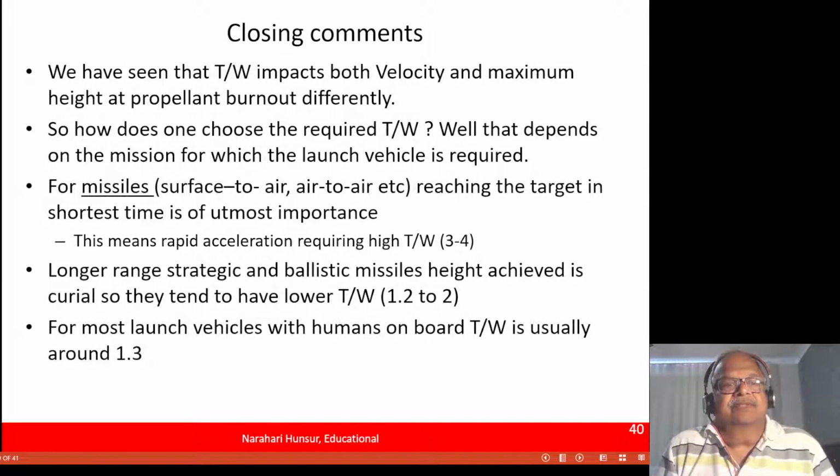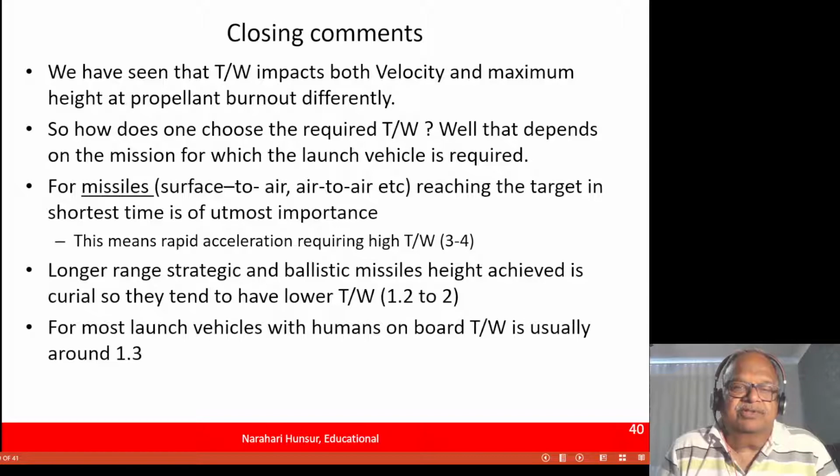Some closing comments. We have seen that thrust to weight ratio impacts velocity and maximum height at propellant burnout differently. So how does one choose the required T by W? Well, that depends on the mission for which the launch vehicle is required. Let's say you're designing missiles, basically surface to air or air to air or air to ship or ship to air, whatever. Then reaching the target, the enemy missile or enemy aircraft or enemy ship, as quickly as possible, the shortest time is of utmost importance. That is what you are interested in. You want to reach the enemy and shoot it down or sink it in the shortest possible time.